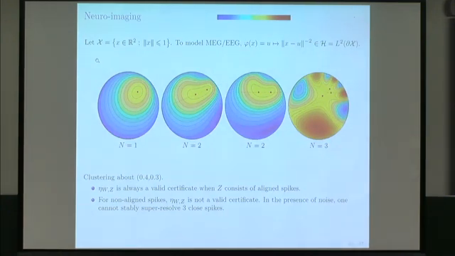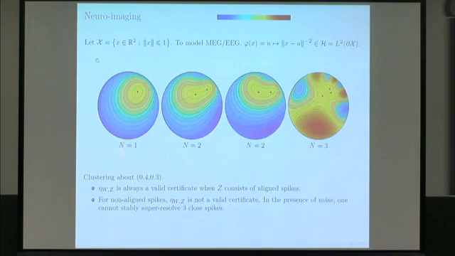Going on to the next example. This is of neuron imaging, and the domain we're working on is the unit disk, and we are observing measurements on the boundary of this disk. To model MEG, we will take the kernel to be this here. This kind of models a decaying signal away from the point sources. And we're looking at clustering about the point (0.4, 0.3).